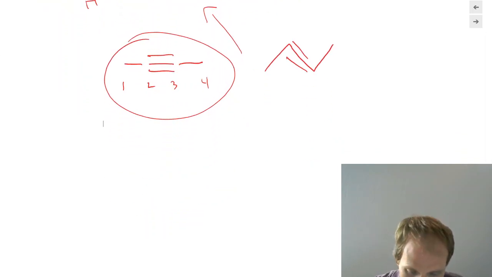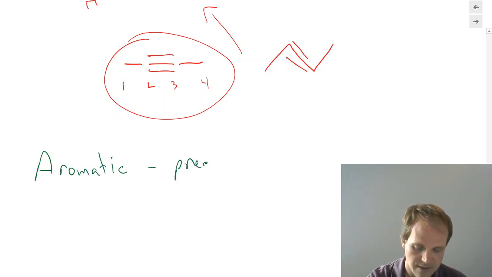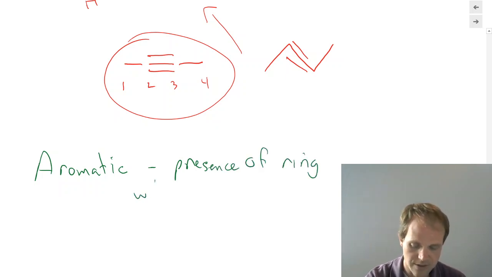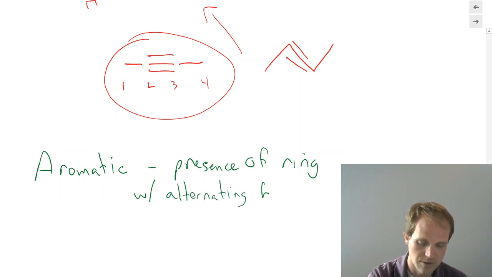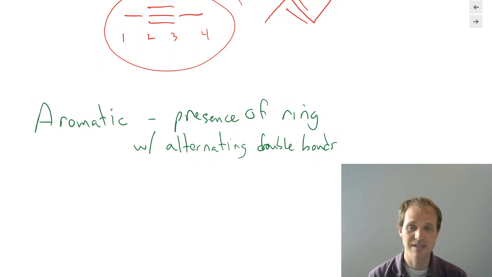The last one on this page is what we call the aromatic. This one is the presence of a ring with alternating double bonds. By far the most common aromatic is a ring of 6, and you'll see some people even define aromatics as a ring of 6. I don't. I define it as any ring with alternating double bonds, because any ring with alternating double bonds will be aromatic. But by far, the most common is a ring of 6.